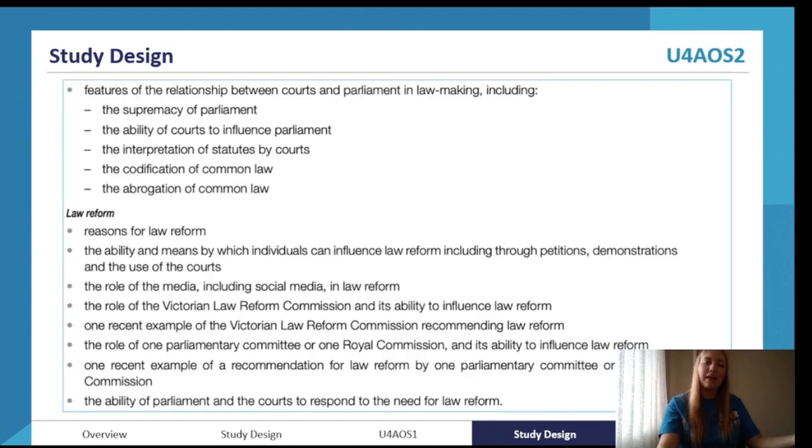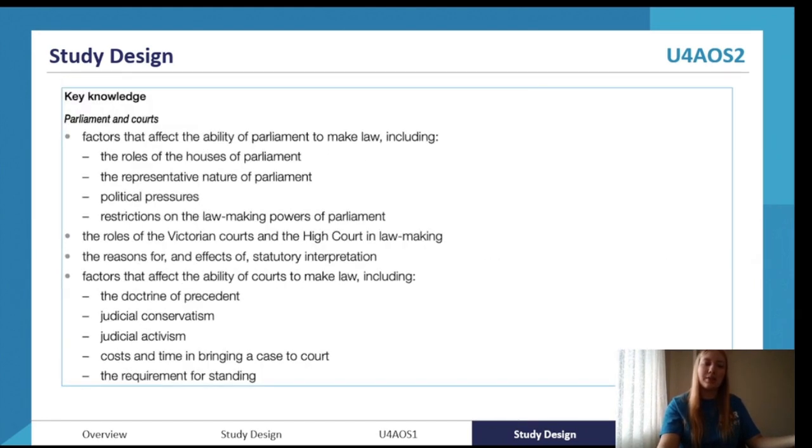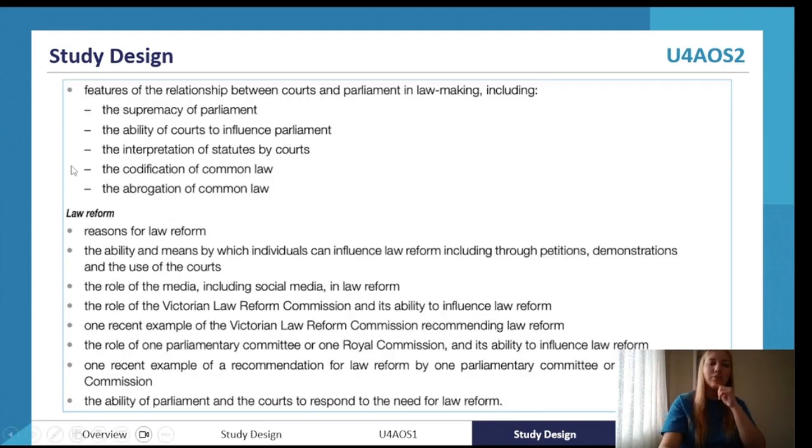And yeah, so you can see some additional things that you need to know about. We'll talk about most of these dot points there, including law reform. However, some additional research that you will have to study up on, and you will be assessed on individually as well, is one recent example of the Victorian Law Reform Commission recommending law reform. So we'll look at the VLRC in a broad way, but you will actually have to have a recent recommendation of the VLRC and be able to discuss it and evaluate it, and give examples of what it was about.